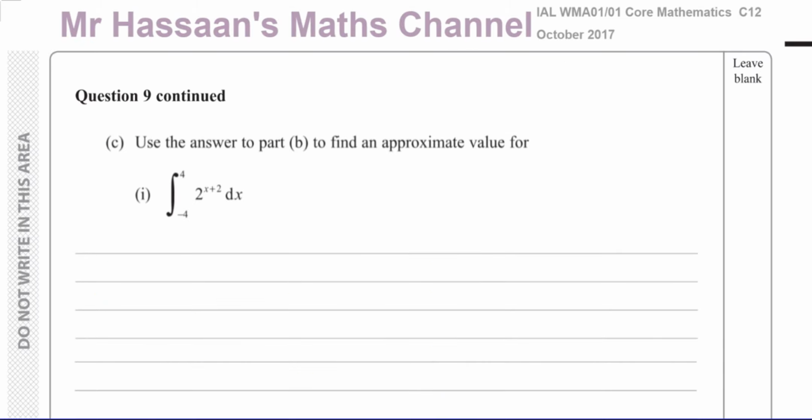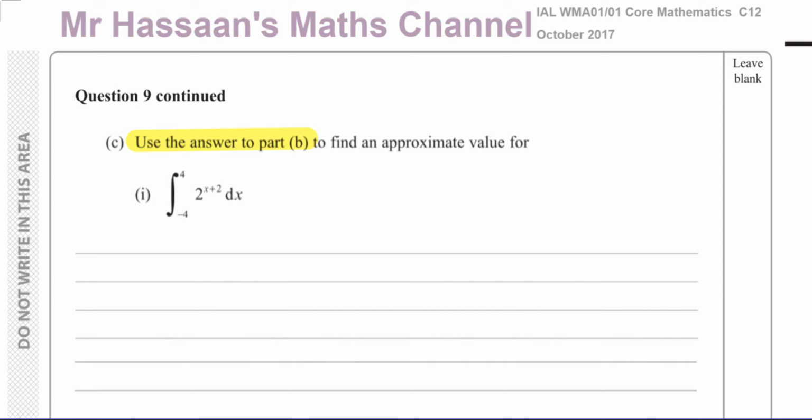Okay, now for part C. Now in this part of the question, we have to be very careful. It says use the answer to part B. Use the answer to part B to find an approximate value for this expression. Okay, so I'm going to go through this in this way, and I'm going to also go through this in a way that's going to help those students to understand something from one of the other papers at the end.